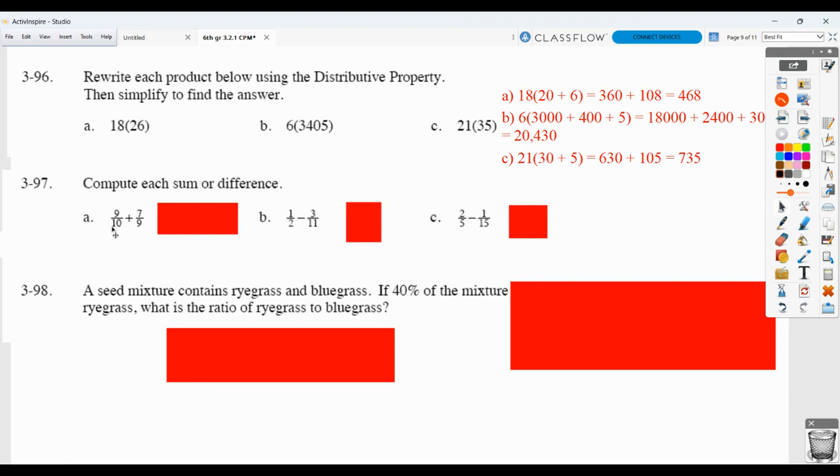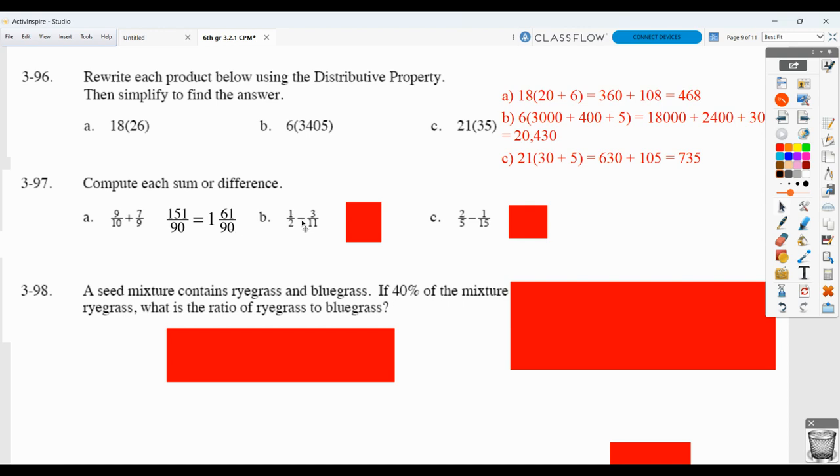For these, make sure you get a common denominator and show your work. So for A, common denominator would be 90. So you'd have 81 90ths plus 70 90ths, which is going to give you 151 90ths. That is a fraction greater than 1. So that equals 1 and 61 90ths. Again, if you're not sure how to change them to equivalent fractions with a common denominator, make sure you ask. If you're not sure how to change it from a fraction greater than 1 to a mixed number, make sure you ask.